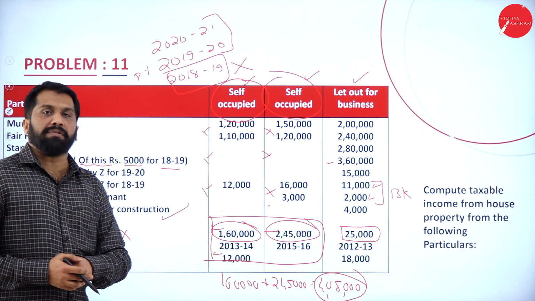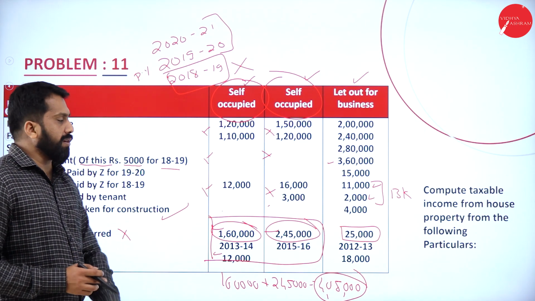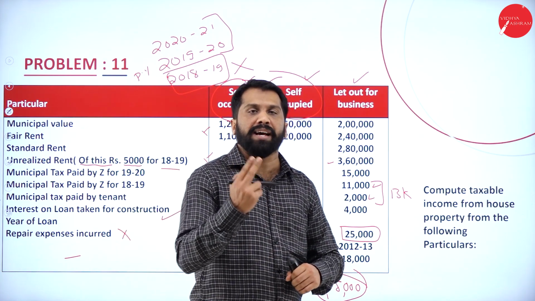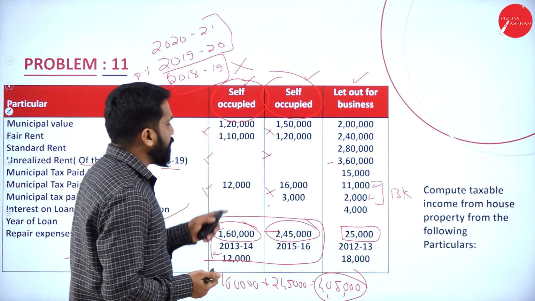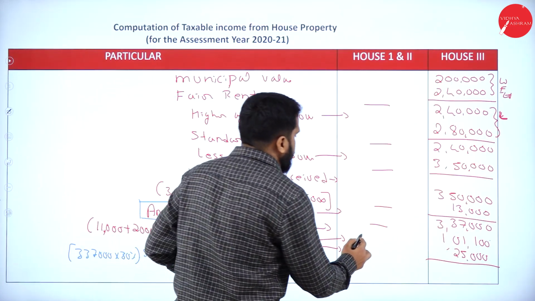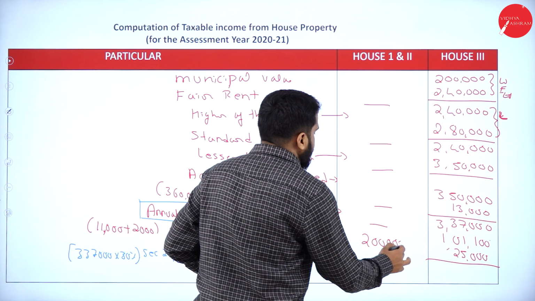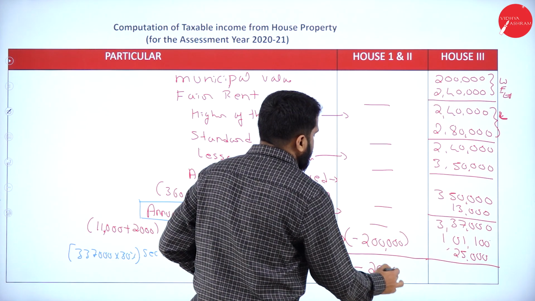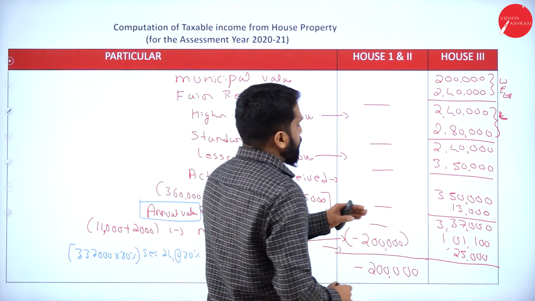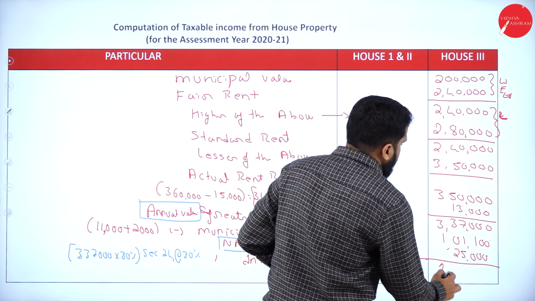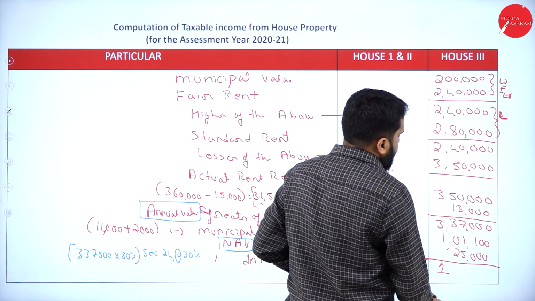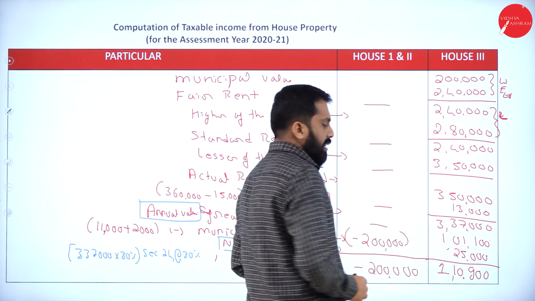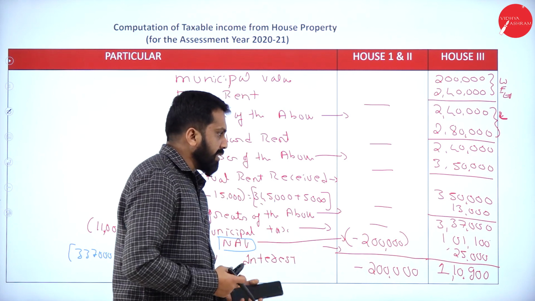Can we take 4,05,000? No. Why? Because the maximum limit to claim the interest portion is 2 lakh. What is the maximum limit? 2 lakh. So for self-occupied, we can consider up to 2 lakh. This is minus 2 lakh. Your final answer is minus 2 lakh. And in this, your final answer comes around 2,10,900. I am not sure. We'll confirm it with a calculator whether the answer is correct or wrong.